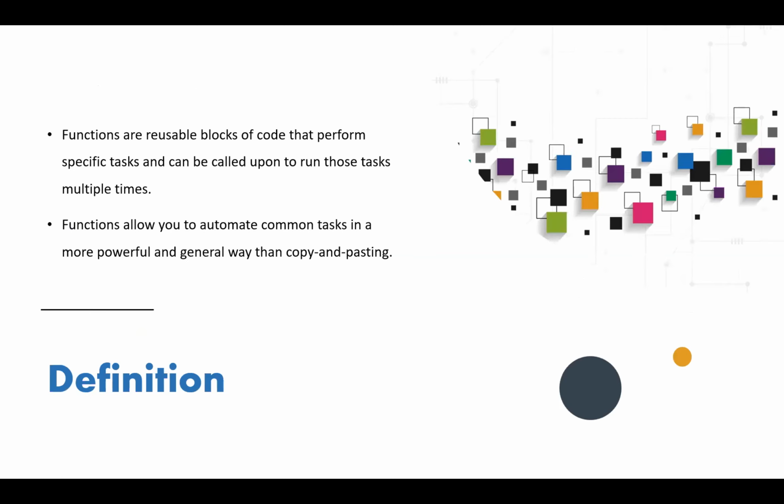So the definition: what's an R function? An R function is just a block of reusable code that helps you to perform a particular task. Imagine you want to do something repeatedly, a few times or maybe several times, and you don't want to start writing the entire lines of code all the time. You can put it together in a function and it helps you to execute the task.